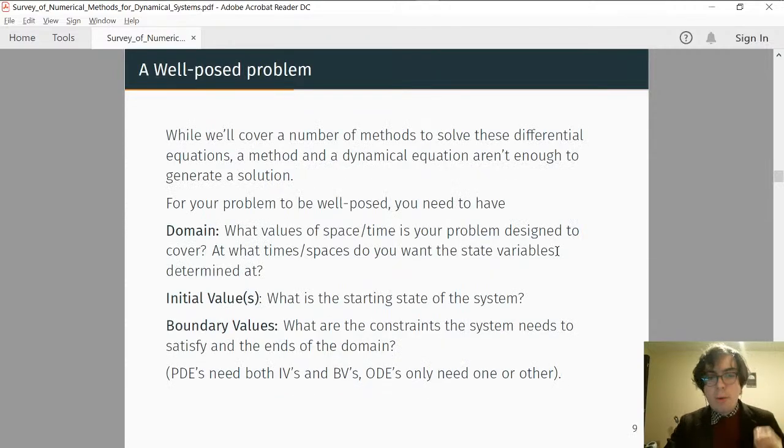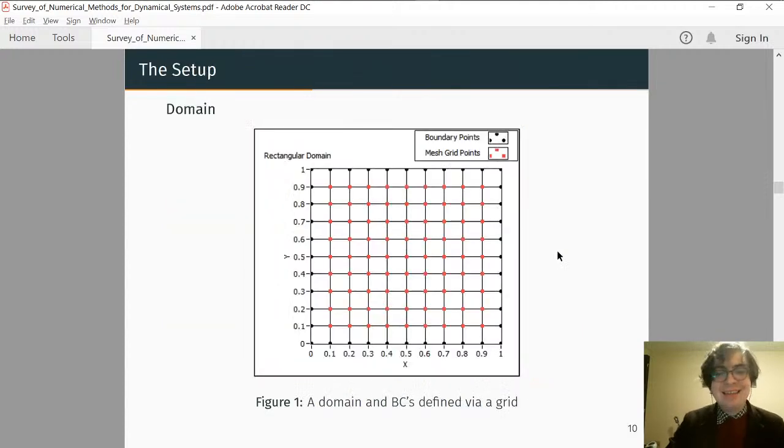So what we're going to need to make the problem well posed: a dynamical system of equations plus a method will not give you a solution. You need additionally, where do I want that solution, and what's the starting point of the problem.